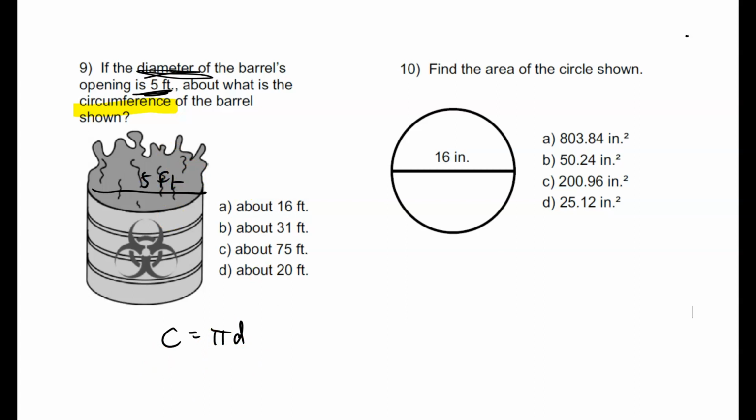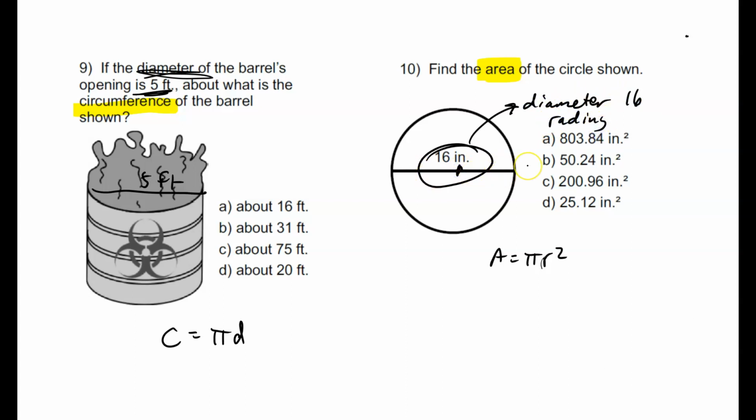And lastly, number 10. Again, I'm going to have you do this on your own. It says find the area of the circle shown. So immediately, A equals pi r squared. And understand that you need r. You need a radius. And instead, they gave you a diameter, right? So if your diameter is 16, figure out what your radius is. Diameter goes all the way across, radius only goes halfway across. So if diameter is 16, what's your radius?